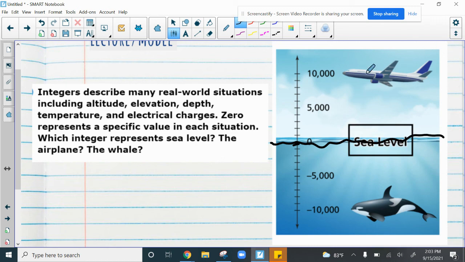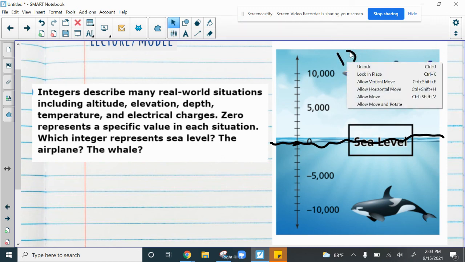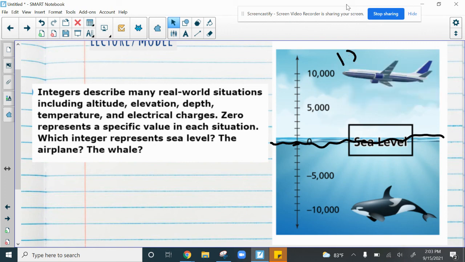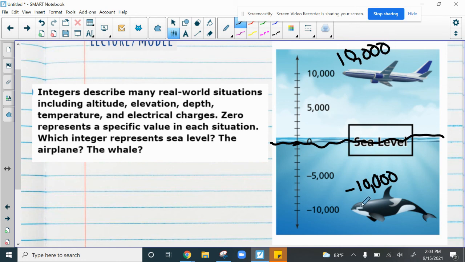As we can see here, this plane is flying at positive 10,000. And this whale is swimming at negative 10,000. This plane is 10,000 above, which is positive. The whale is swimming 10,000 below, which is negative. So the whale's elevation can be described as negative 10,000 because it's swimming below sea level.